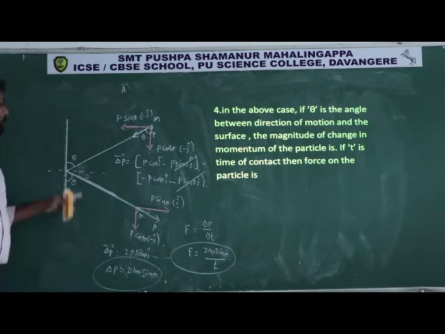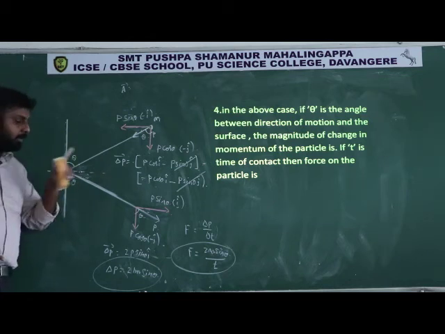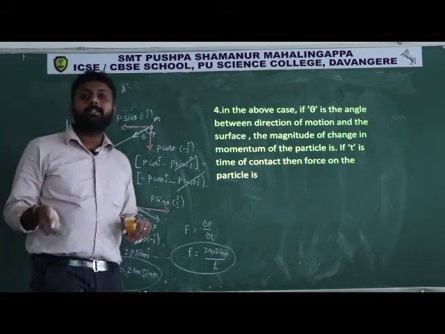Remember, don't confuse. If you consider the angle with the normal, it is 2mv cos theta. If you consider theta with the surface, it is 2mv sin theta. That is the change in momentum.